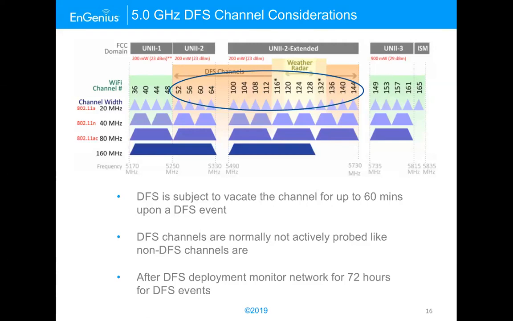Important things to know, the DFS channels cannot be actively probed like non-DFS channels, which means your roaming events are going to be slower. And after you deploy DFS, make sure you monitor the network for about 72 hours or a week or so, just to make sure you have no DFS events occurring. If you do, then you might want to change to another DFS channel that's less sensitive to noise, or move to a non-DFS channel. It's important when you do this, it's going to change your entire AP fabric channelization plan. So that's also important to take into account as well.